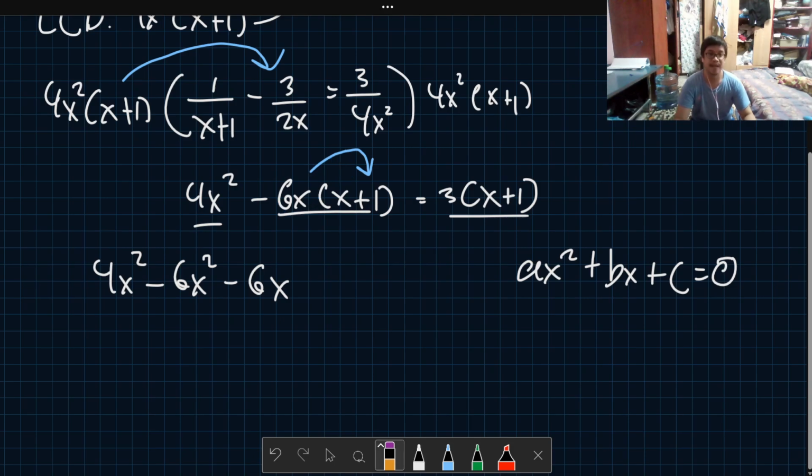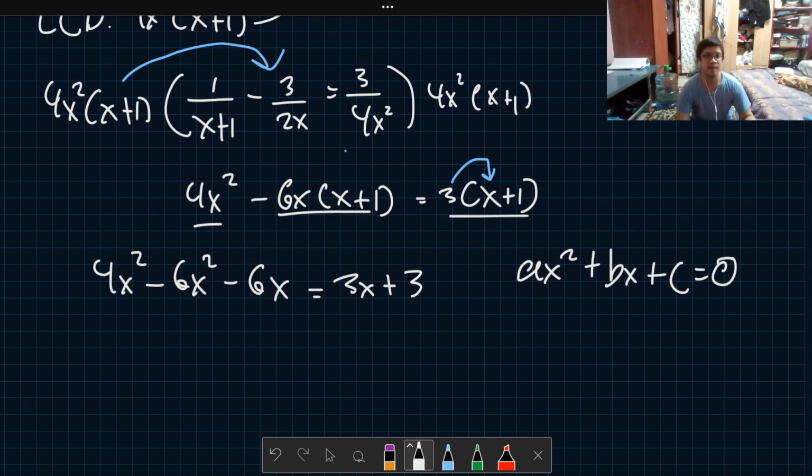That's it. Then we will do the same thing on the right side. We have 3 beside the parentheses, so we will distribute 3 here. 3 times x is simply 3x, and 3 times 1 is 3. Oh wait, yeah, I'm correct, actually. Yeah, negative 6x. Okay, good. Now, what are we going to do?